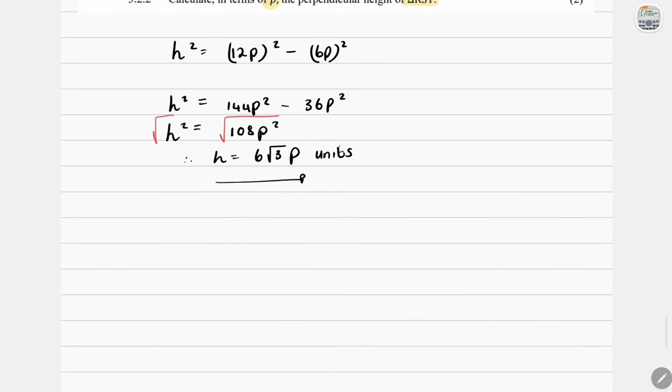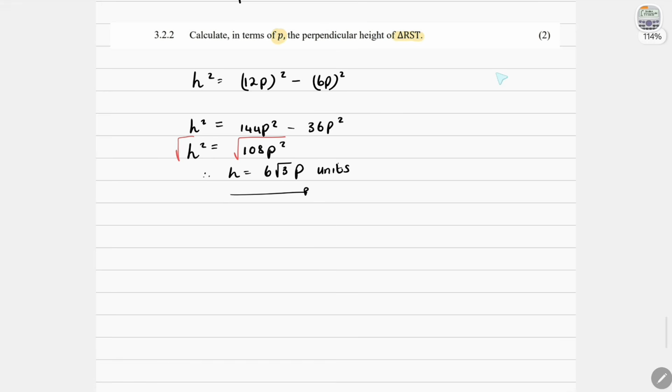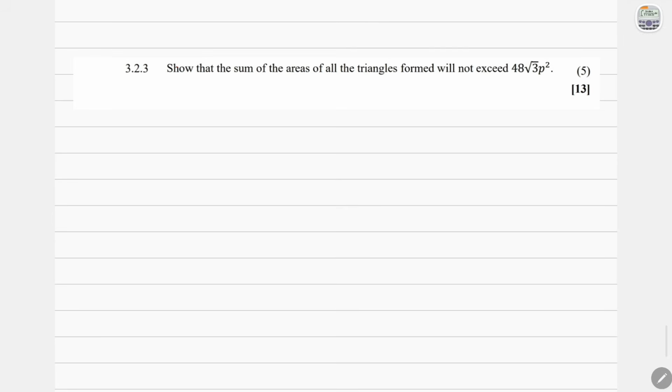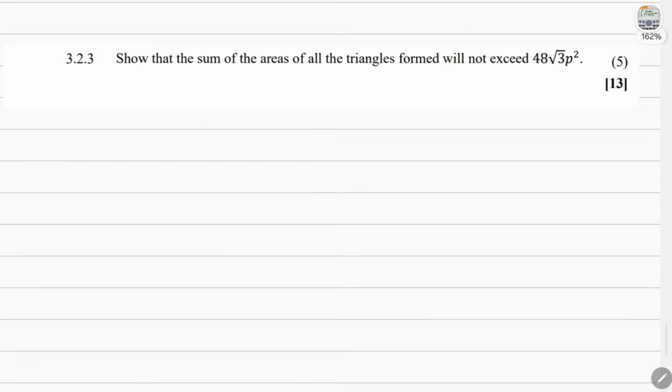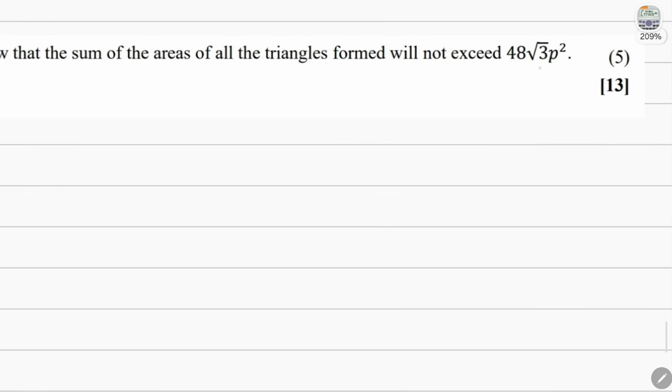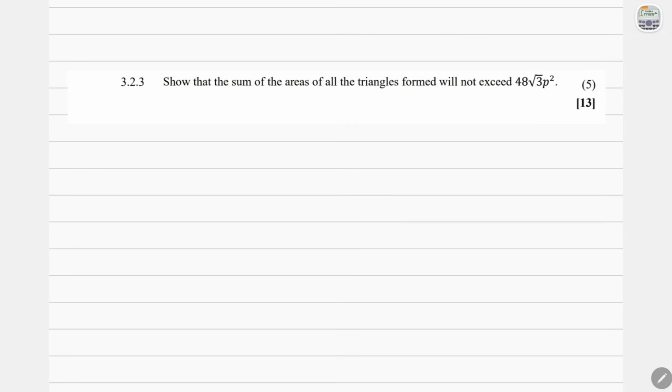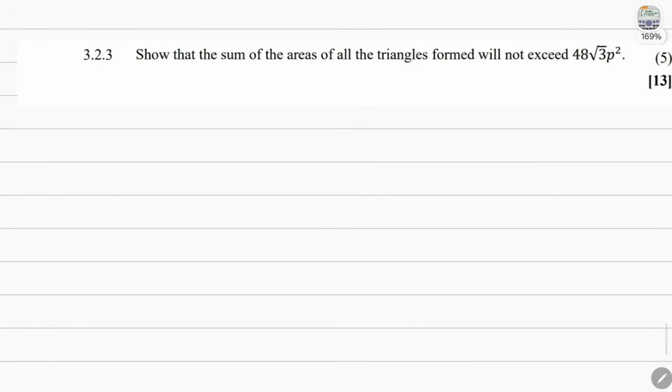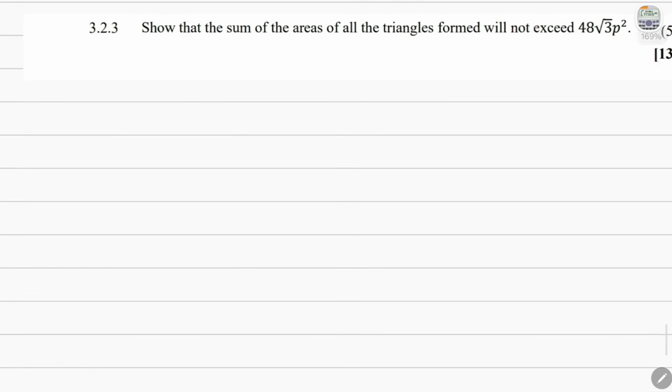Okay, so that is it for that question. Moving on to the next question. Question 3.2.3 says, show that the sum of the areas of the triangles formed will not exceed 48 square root 3p squared. You see how they're saying that we need to show that it's not going to exceed this. Remember these are areas, right? You're adding.